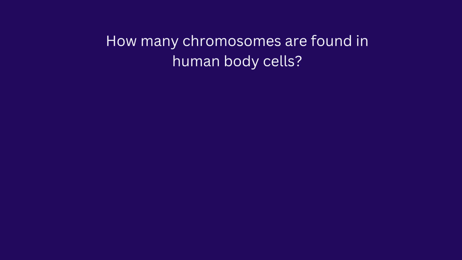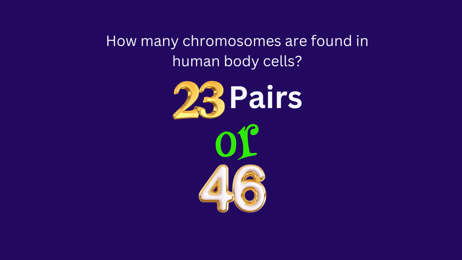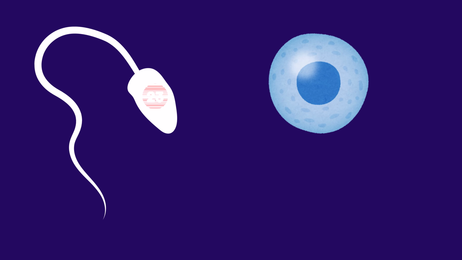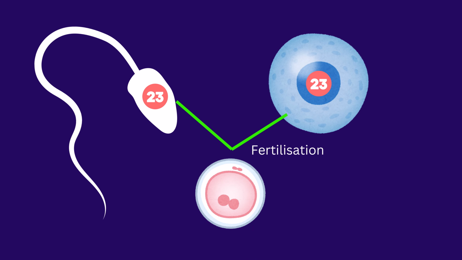Do you remember how many chromosomes are found in the human body cells? Very good. 23 pairs or 46. Remember now, students, these chromosomes come from the sperm cell and the egg cell. 23 from the sperm cell, 23 from the egg cell. When the sperm cell fuses with the egg cell in a process called fertilization, a single cell that is called a zygote is formed, and this zygote contains the 46 chromosomes.